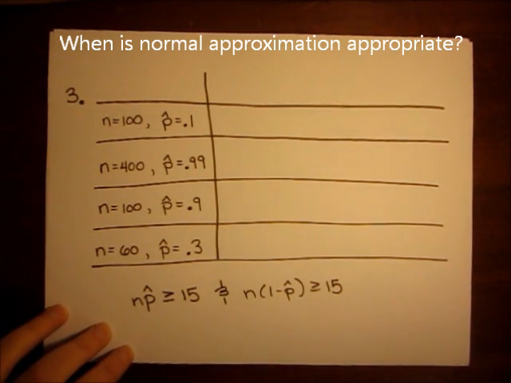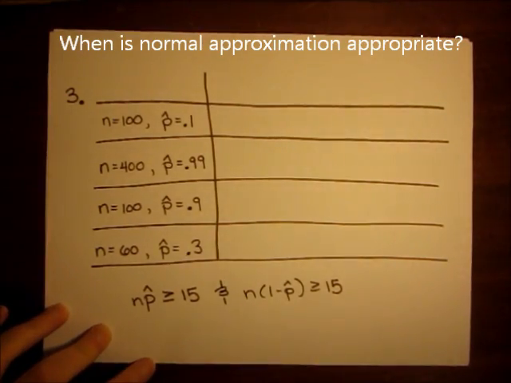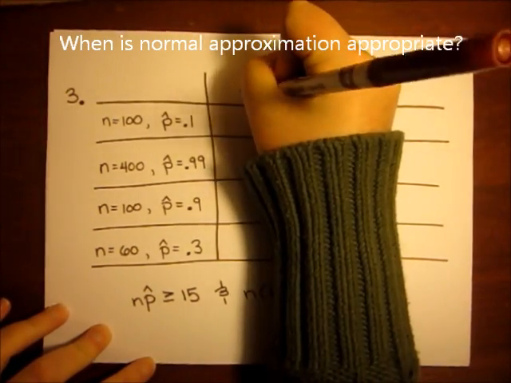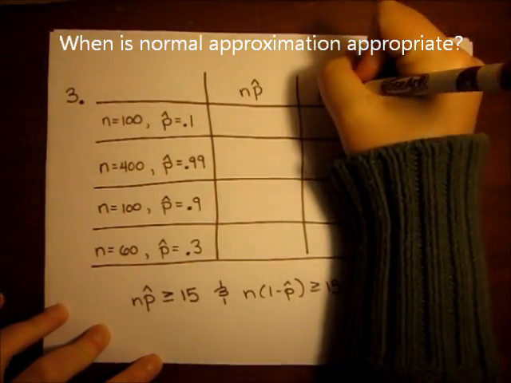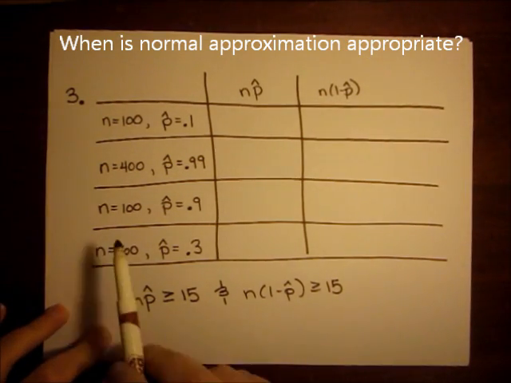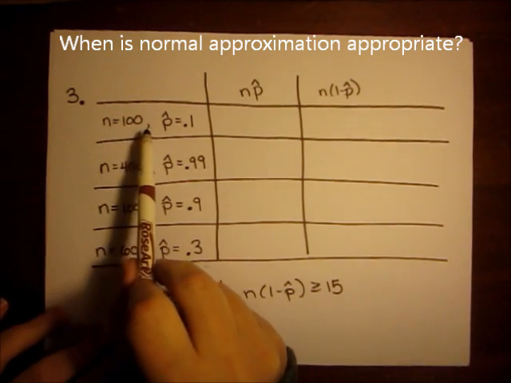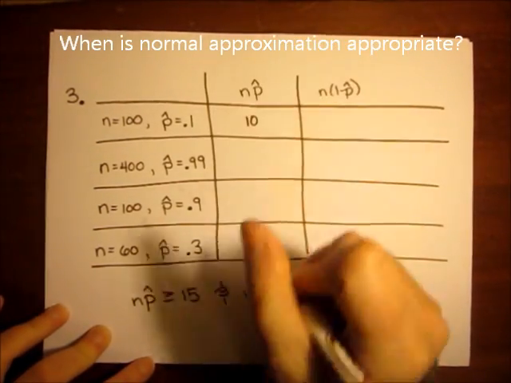So in each of these 4 cases, I'm going to solve for n times p hat and n times 1 minus p hat. Okay, and I need my answers to be greater than or equal to 15. Okay, so in this first case, n equals 100, p hat is 0.1. Multiply them together, I get a 10.